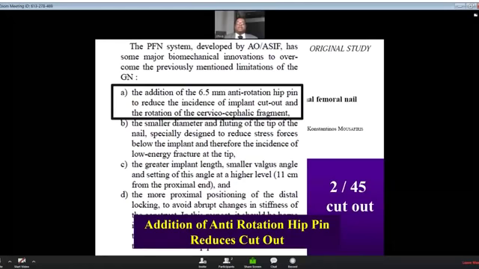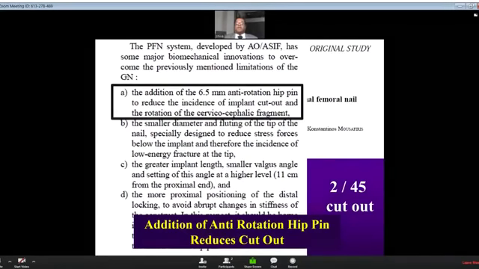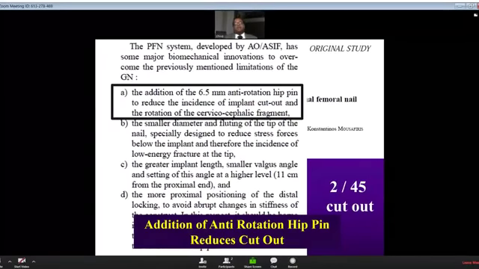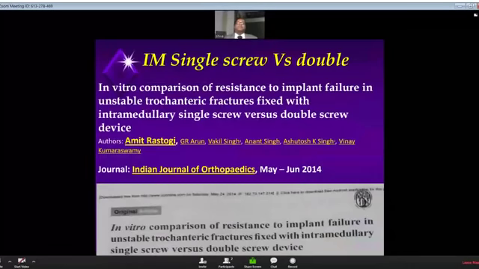So they conclude that addition of anti-rotation hip pin reduces the cutout rate. So there is no question of shifting to a one screw system. It's definitely better to use a 2 screw system.